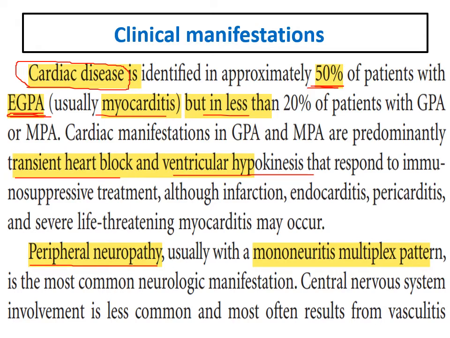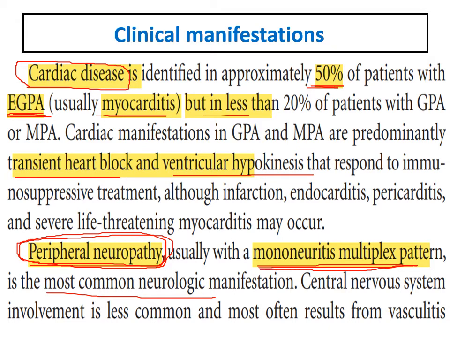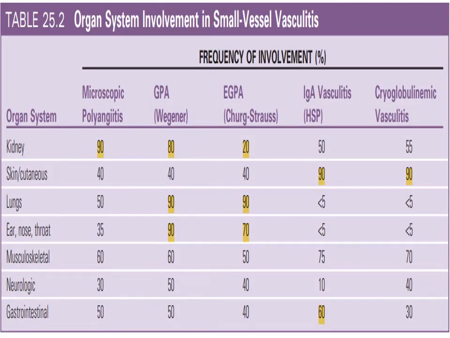What about neurological manifestations in these types of vasculitis? The most common form is peripheral neuropathy, and it usually takes a mononeuritis multiplex pattern, which is the most common neurological manifestation. Central nervous system involvement is less common with vasculitis, and as we said, peripheral neuropathy is the most common manifestation. This table is very nice to summarize the clinical picture, or the system affection in all types, showing the frequency.